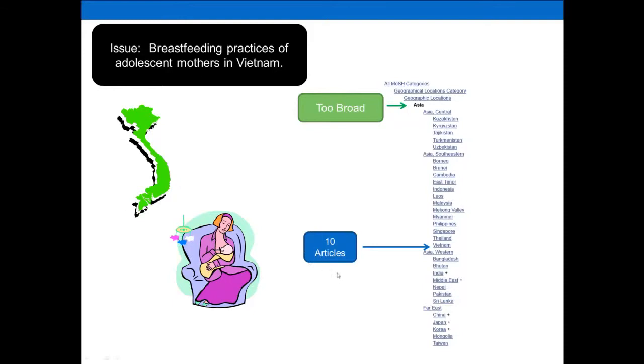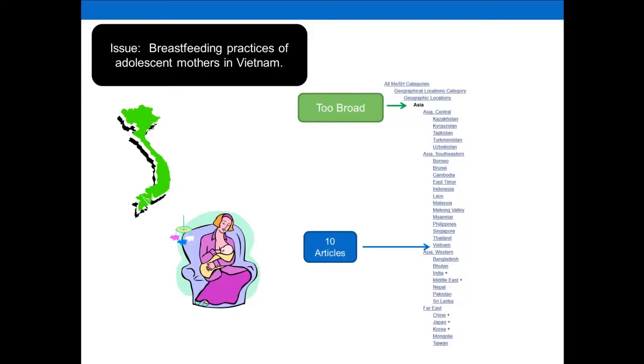But the problem is, as you can see, there are lots of different countries when it comes to Asia. And especially when it comes to Western Asia, what you might find is that some of those countries aren't always in line with the same life experiences that are experienced in Vietnam, or say Central Asia, where you see places like Uzbekistan and Kazakhstan. Those countries where they have breastfeeding mothers who are adolescents, their experience is going to be very different than what you might see in Vietnam.